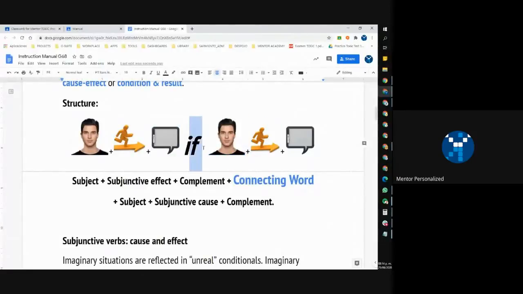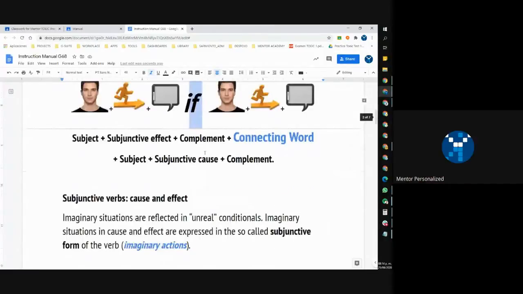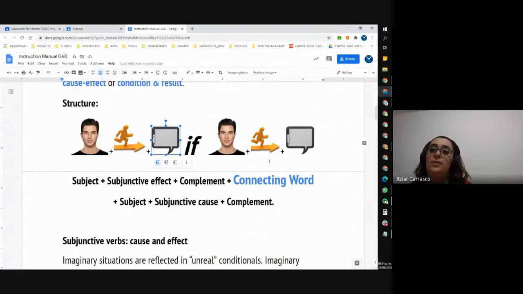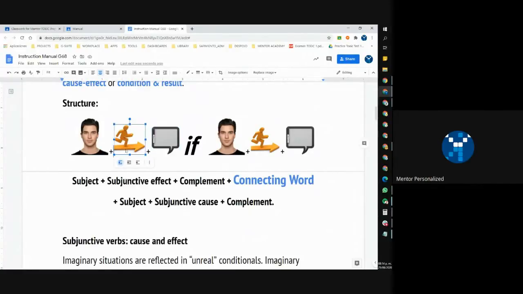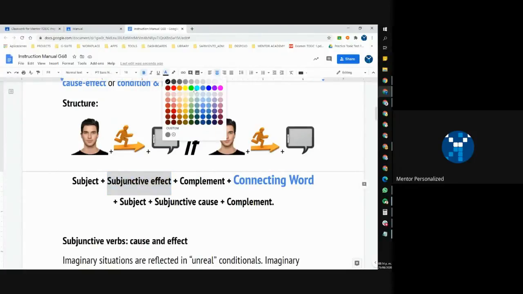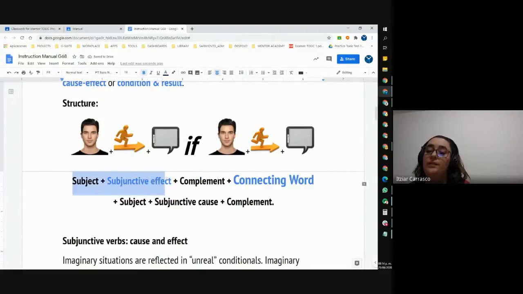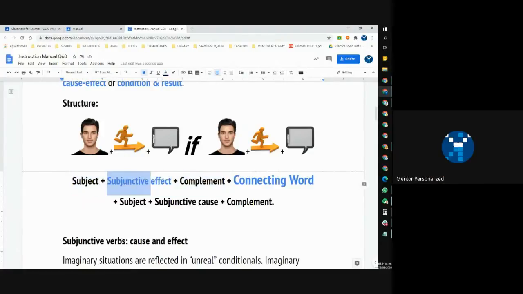connected with the particle if. So what are the three elements of an affirmative sentence, typically? Subject, verb, and complement. Very good. In this case, the verb needs to express the subjunctive effect. This is the imaginary result. For example, I would be very happy.